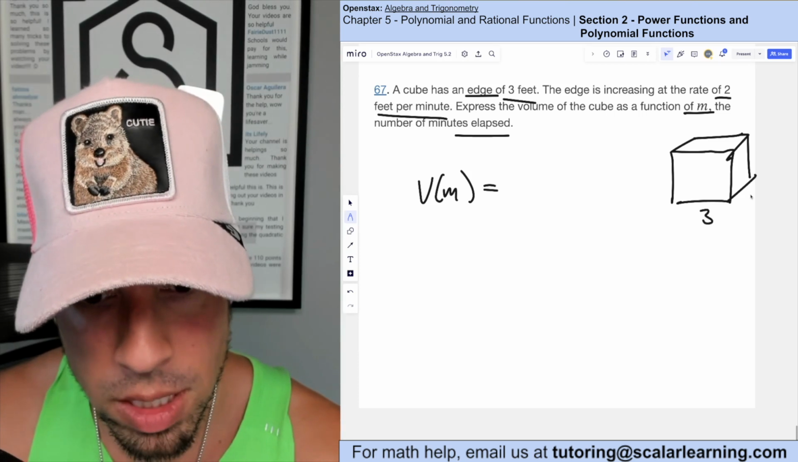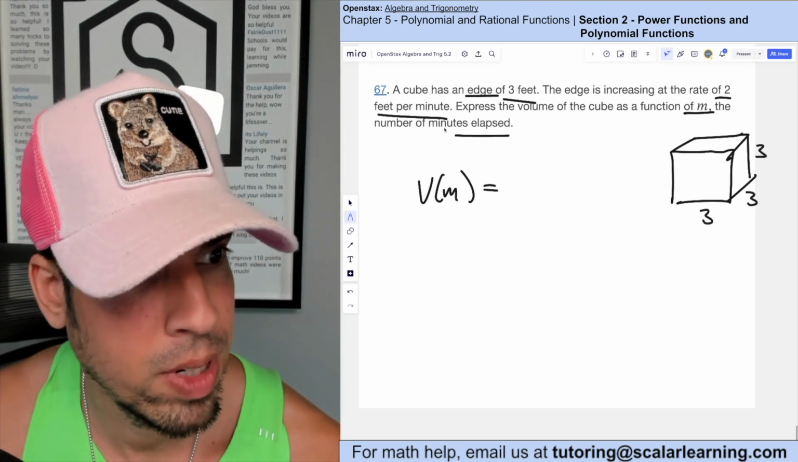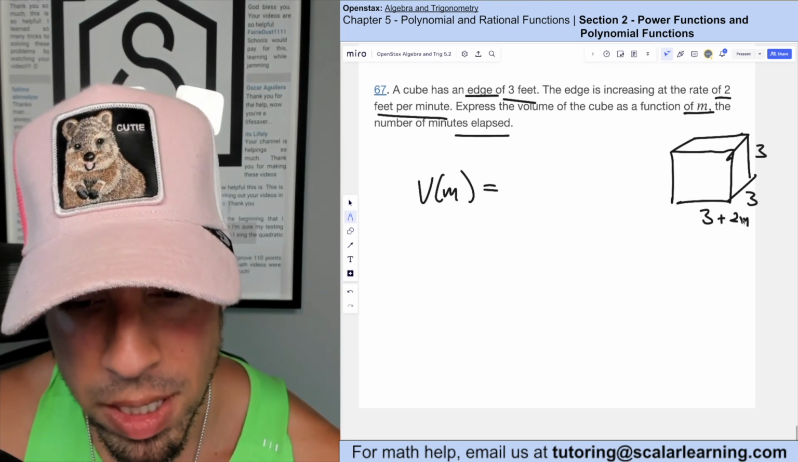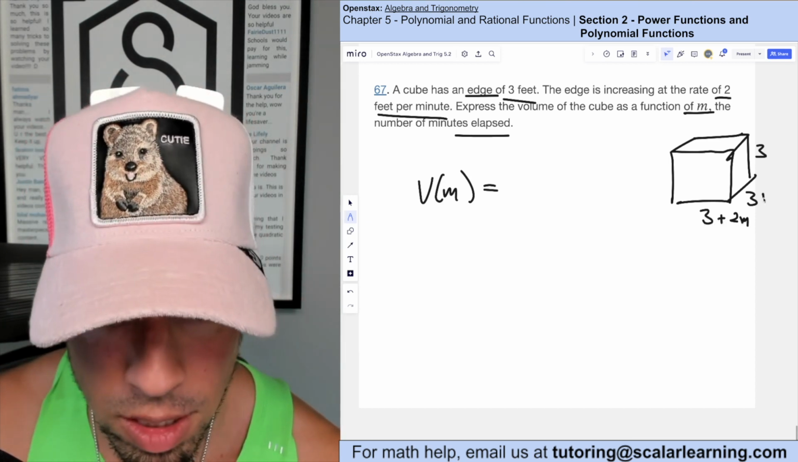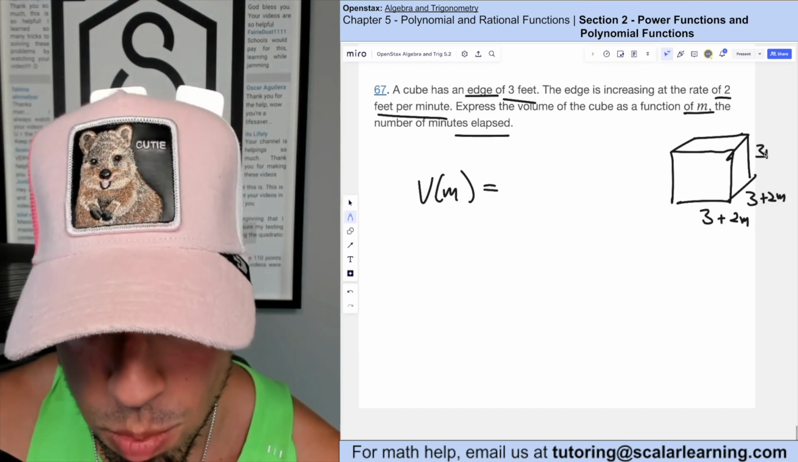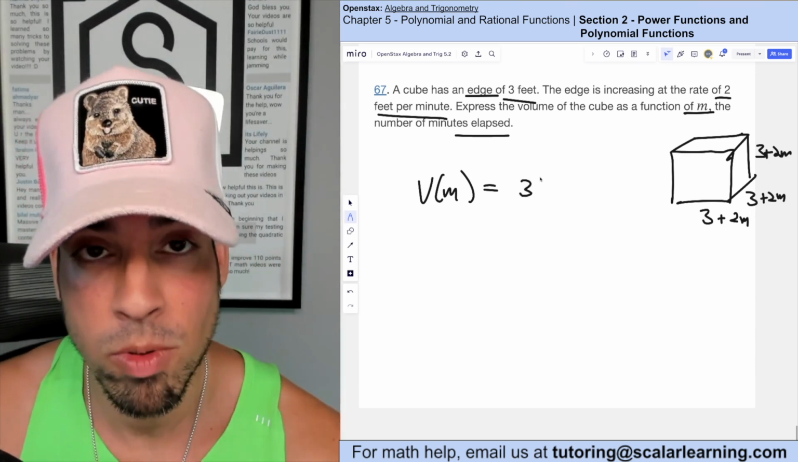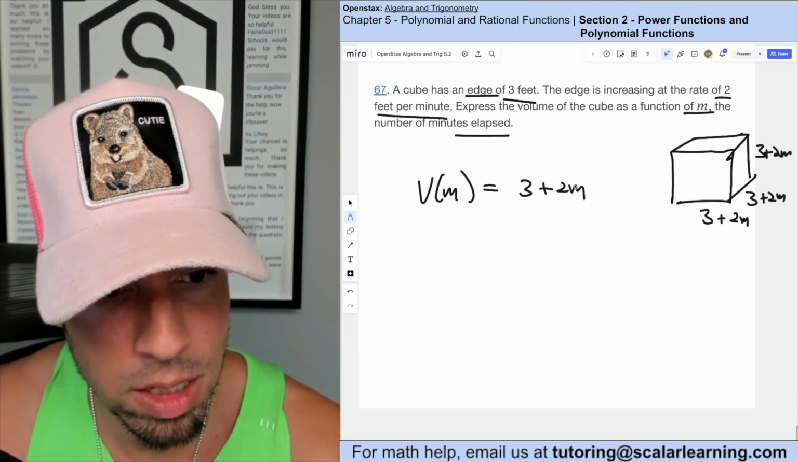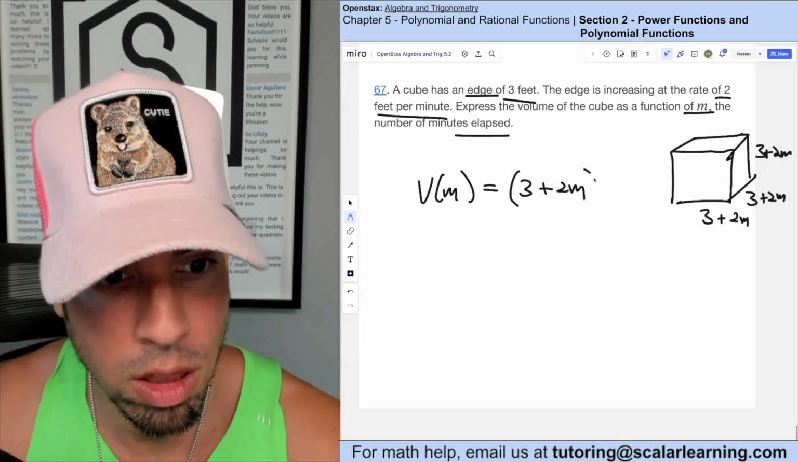They're all 3 feet. And each of these appear to be increasing at 2 feet per minute, meaning for every minute, it's going up by 2, right? At 1 minute, it would be 5. At 2 minutes, it would be 7, etc. And so all of these side lengths can be expressed like that. So to get the volume, think about the volume of a regular cube. It's the side length or the edge, 3 plus 2m in this case, times itself again, length times width times height, or to the third power.